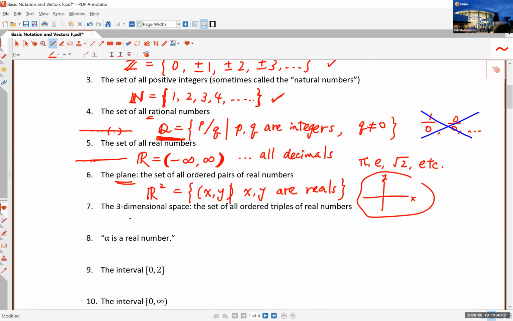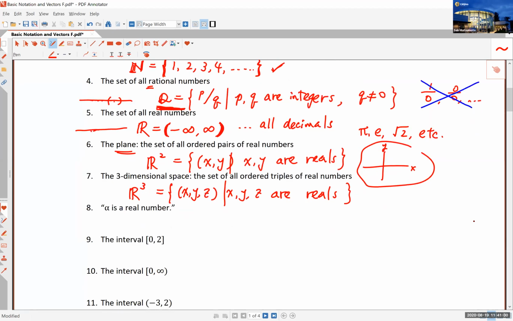The three-dimensional space, because we have 3 dimensions, we write this as R with 3 as the exponent. And of course, this is the set of all triples x, y, z, where x, y, z are reals. We are probably the only people who use the word real as a noun. When I say a real, I mean a real number. When I say the reals, I'm talking about the set of all real numbers.